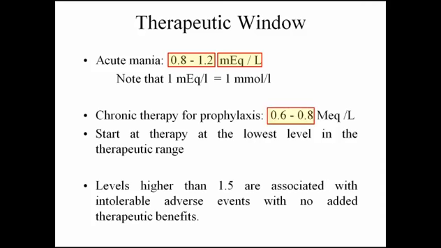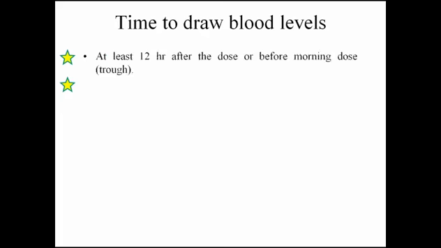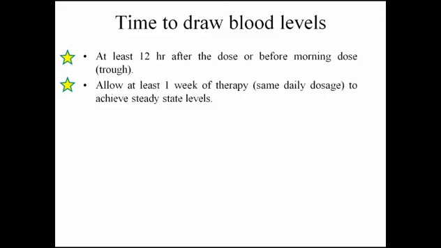So the concentration that we desire, in milliequivalent per liter, is 0.8 to 1.2 for acute mania and 0.6 to 0.8 for chronic therapy. When we draw a blood level, we draw a trough before the morning dose, but we need to wait for at least a week of therapy at the same dosage regimen, so we can assure achievement of a steady state.